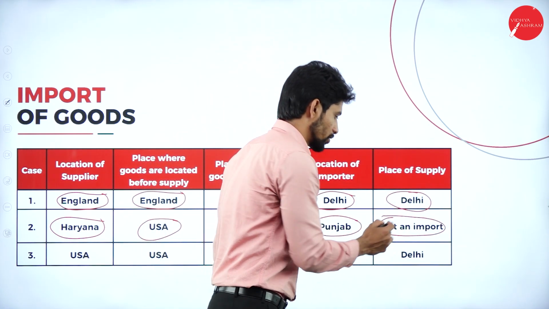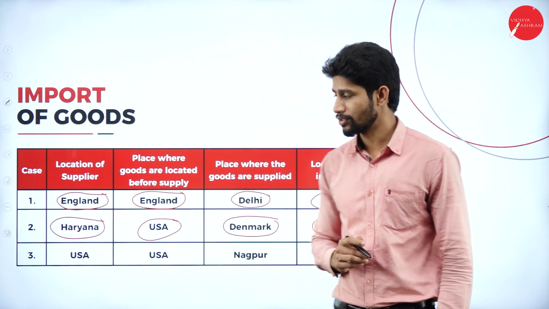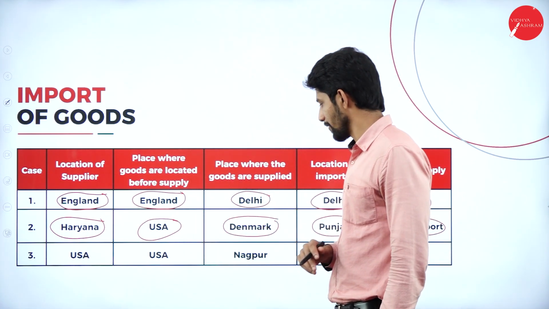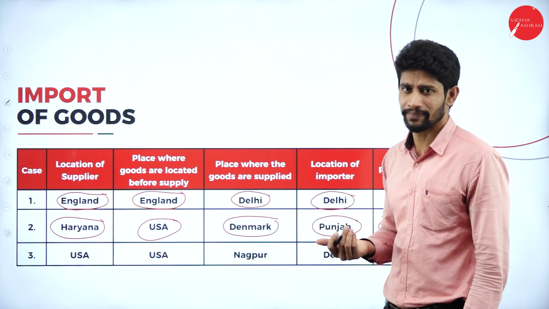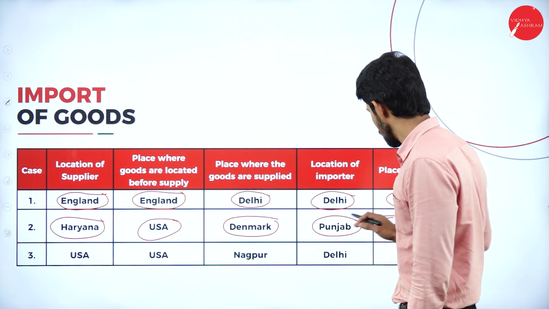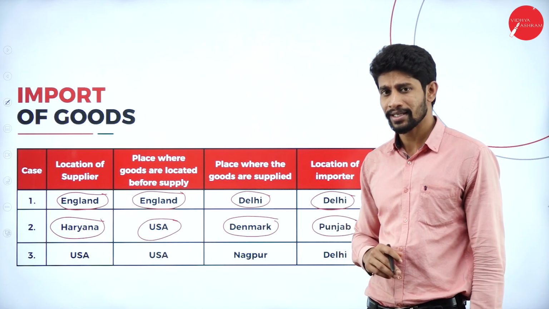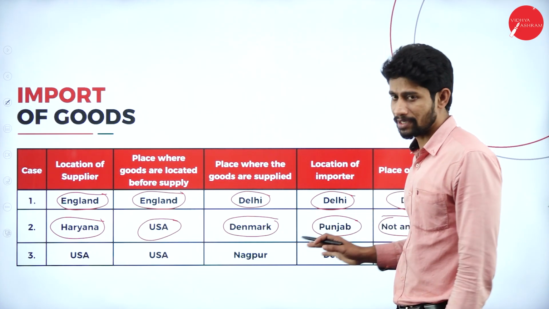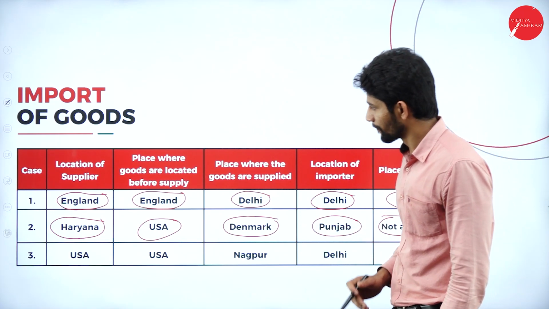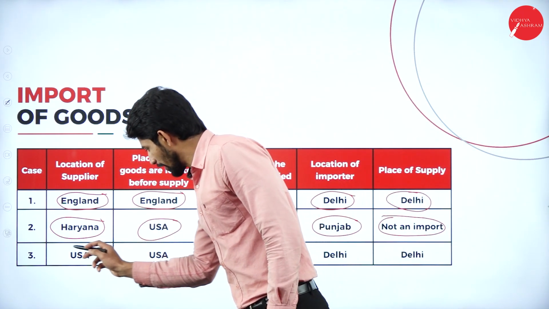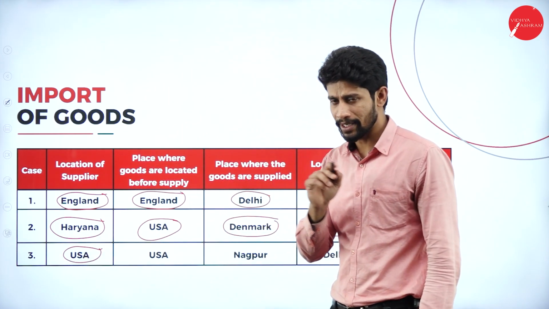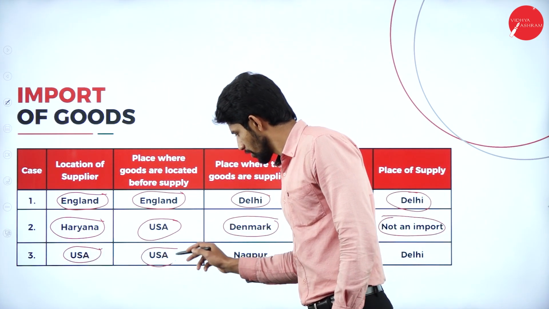Not an import. It is not an import, because he is in Haryana itself and he is supplying to Denmark, not to India. Right? So it is not to be considered as an import, and place of supply can't be determined as per the GST law. Location of supplier: USA. The supplier is in USA and the goods were also in USA.